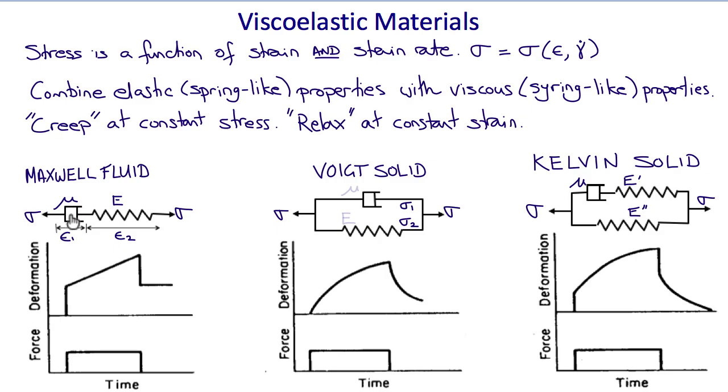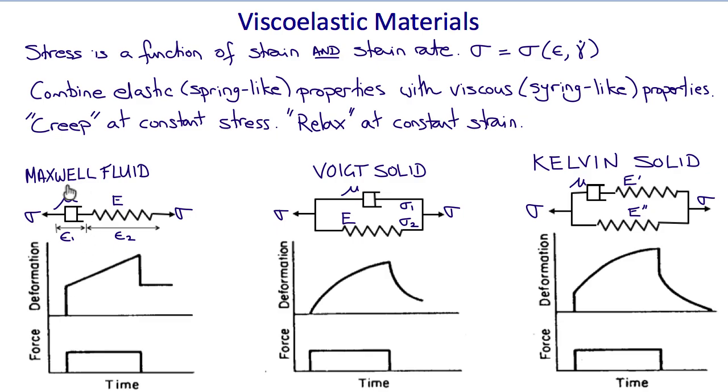So you can think of each of the syringes as representing a fluid with viscosity mu, and each spring as representing an elastic solid with Young's modulus E. So depending on the way that these properties combine, we get different behaviors. These graphs show what happens when a constant force is applied to models like this and then removed. In a Maxwell fluid, you can see that the spring instantaneously stretches, so there's an immediate deformation of the material.